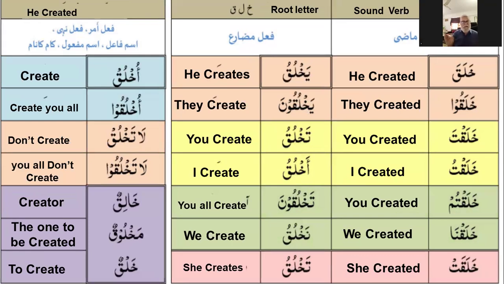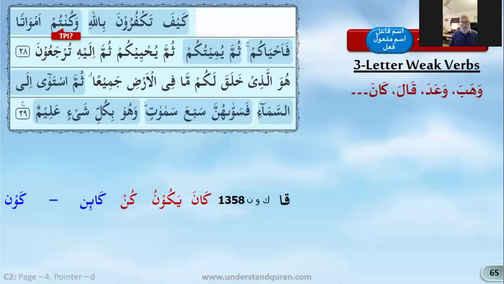Khalaqa, he created. Khalaqu, they created. Khalaqta, you created. Khalaqtu, I created. Khalaqtum, you all created. Khalaqna, we created. Khalaqat, she created. Yakhluqu, he creates. Yakhluquna, they create. Takhluqu, you create. Akhluqu, I create. Takhluquna, you all create. Nakhluqu, we create. Takhluqu, she creates. Ukhluq, create. Ukhluqu, create you all. La takhluq, don't create. La takhluqu, don't create you all. Khaliqun, creator. Makhluqun, the one to be created. Khalqun, to create.